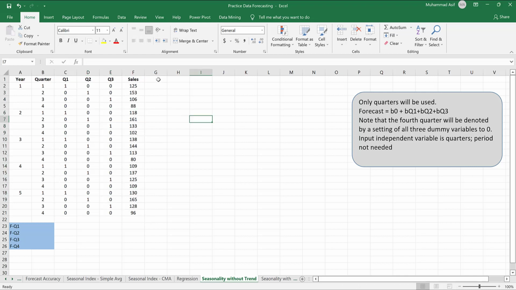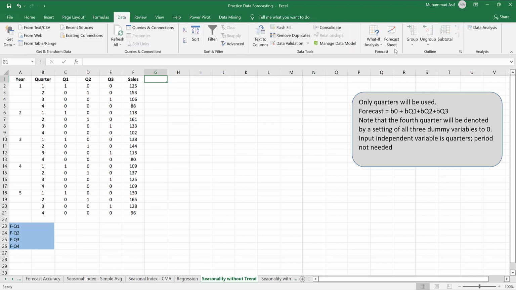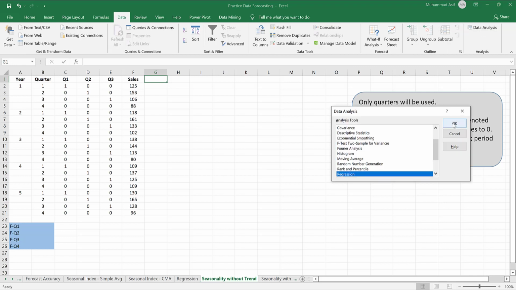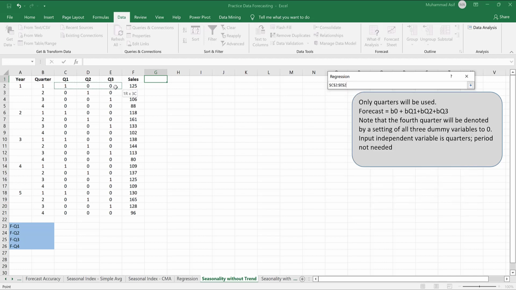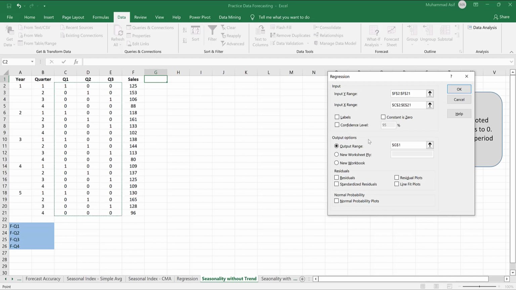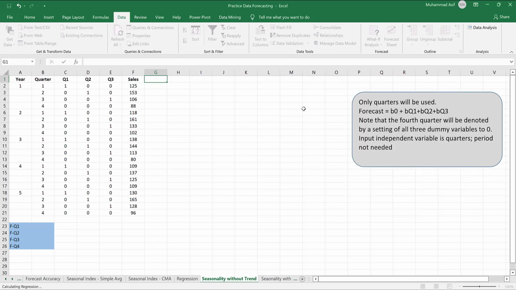And for this purpose, over here we again use regression analysis. In regression analysis, our input y range is sales, and then our x variables are these quarters, and we want our output to appear in G1. So this is regression analysis.